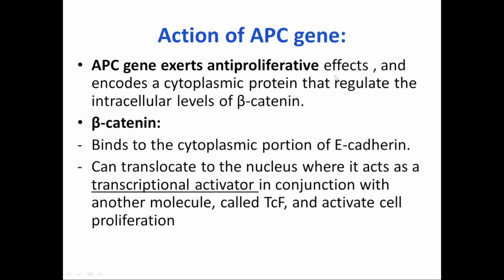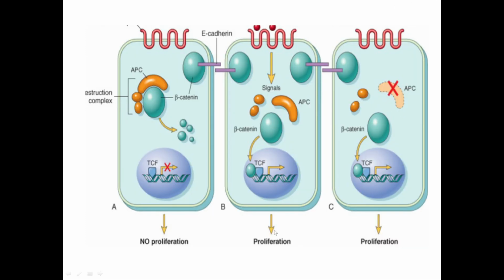APC gene exerts an anti-proliferative effect. The APC is also a tumor suppressor gene. But this happens indirectly through the regulation of the level of beta-catenin. Beta-catenin binds to the cytoplasmic portion of E-cadherin, and it leads to transportation. They can go to the nucleus and lead to proliferation of the cell through the TCF receptor. This is under quiescent condition. The cell is not dividing.